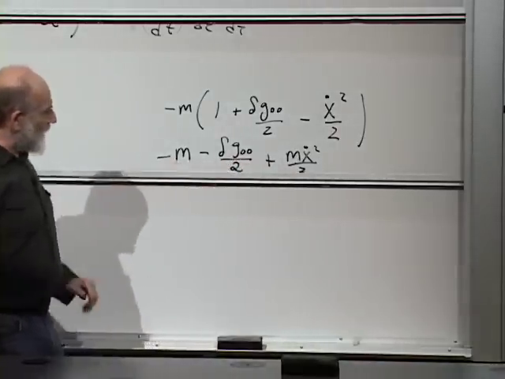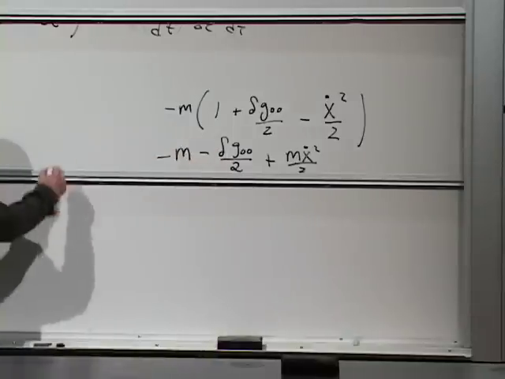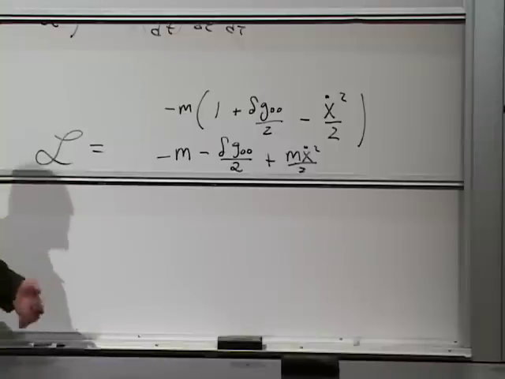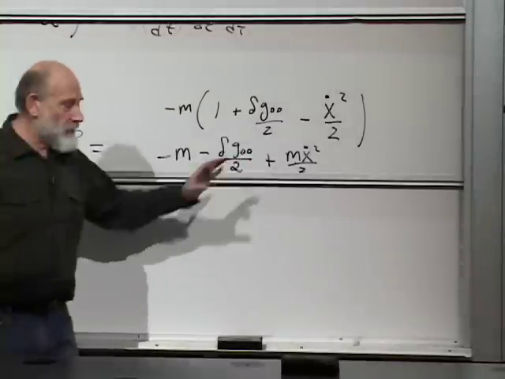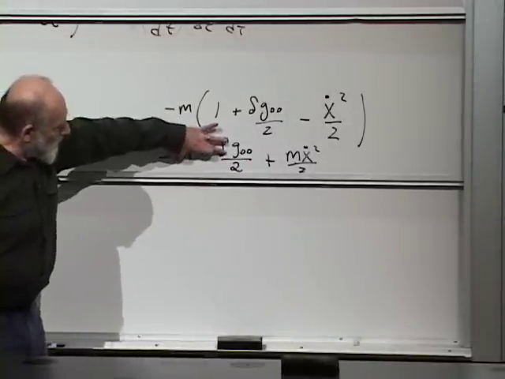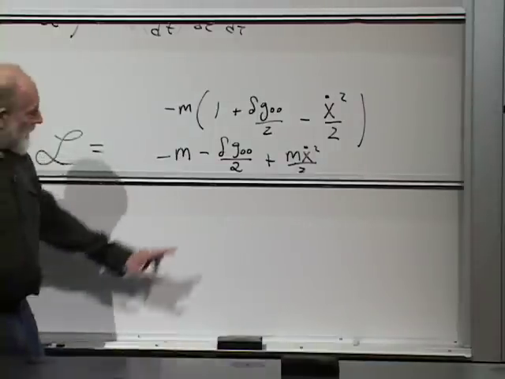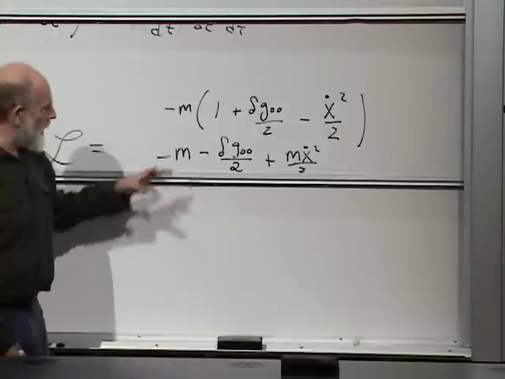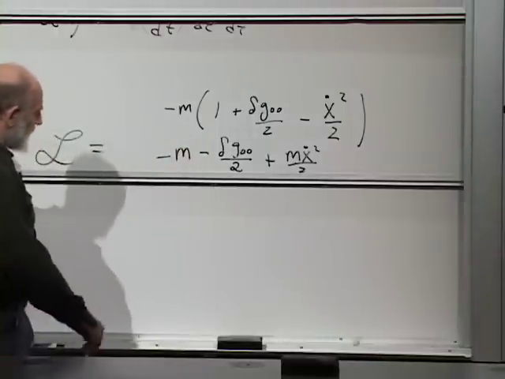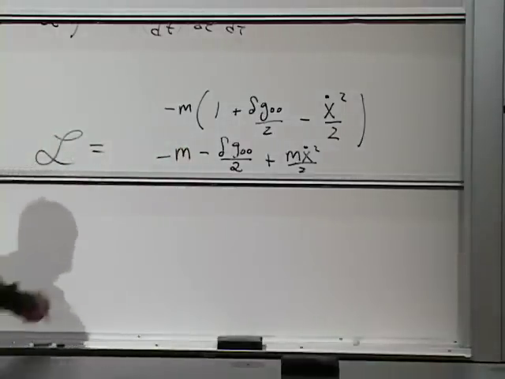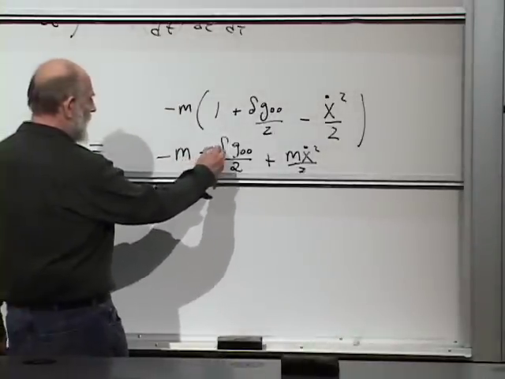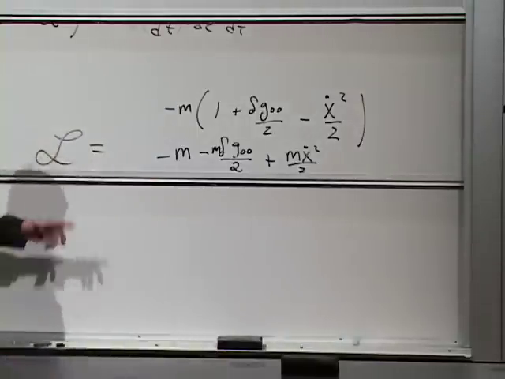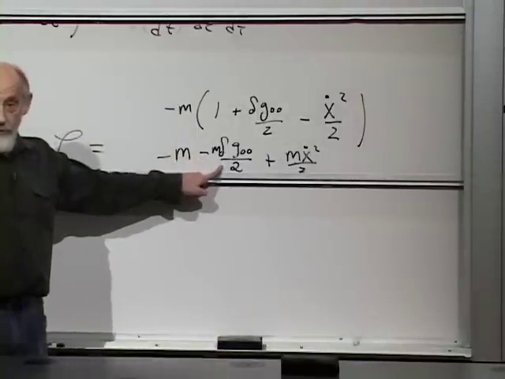What's this term over here? This is not the energy, incidentally. This is the Lagrangian. The Lagrangian is related to the energy by changing the sign of the potential energy. These two don't depend on velocities. They're potential energies. So in terms of energy, you would change the sign of these two.